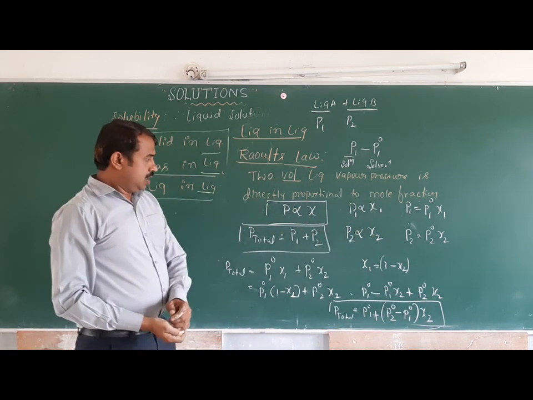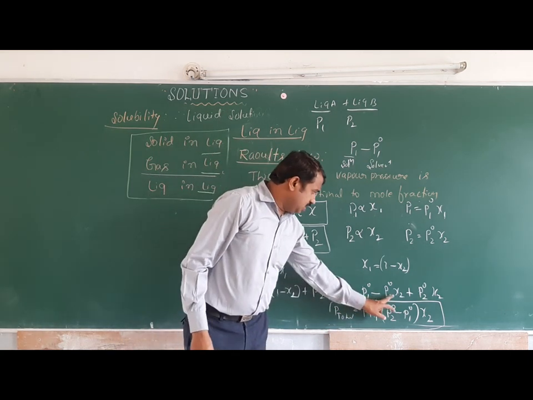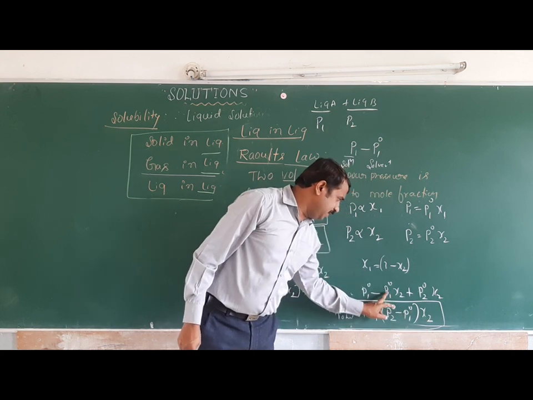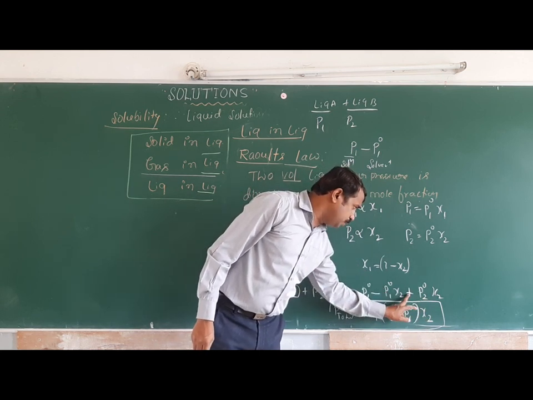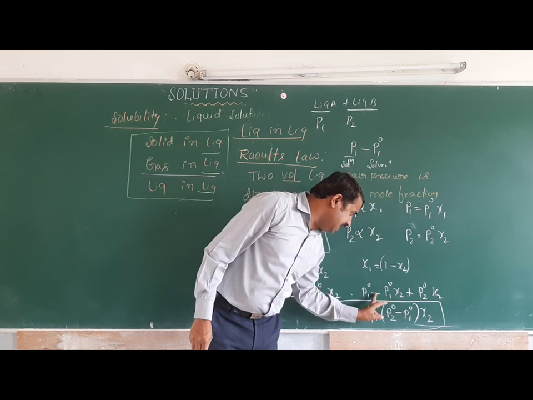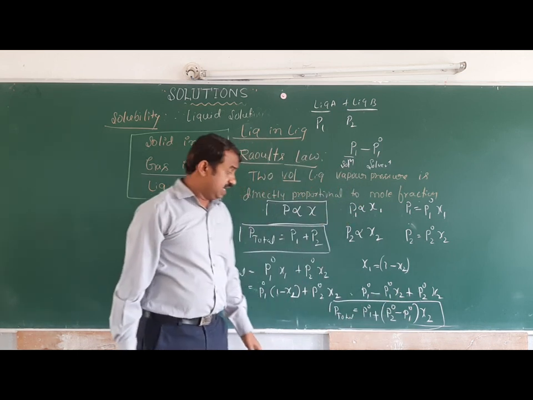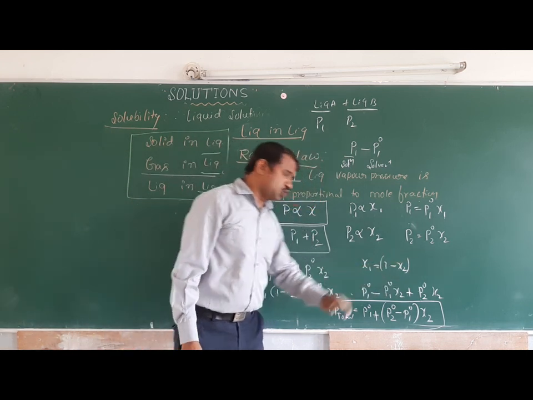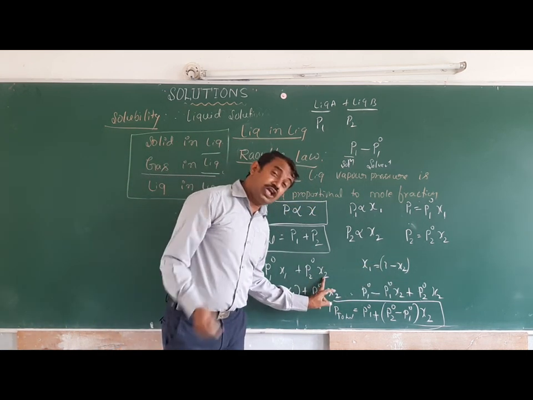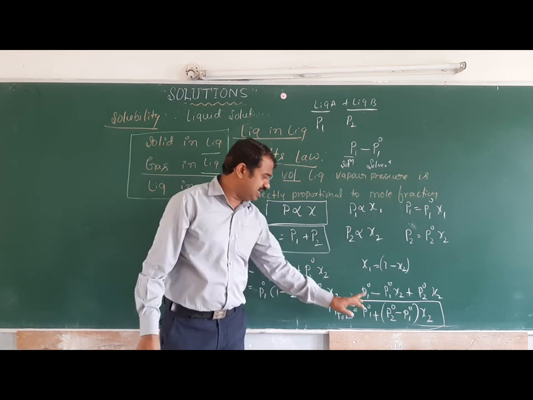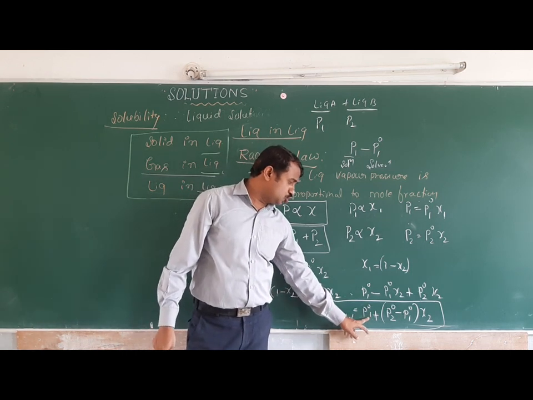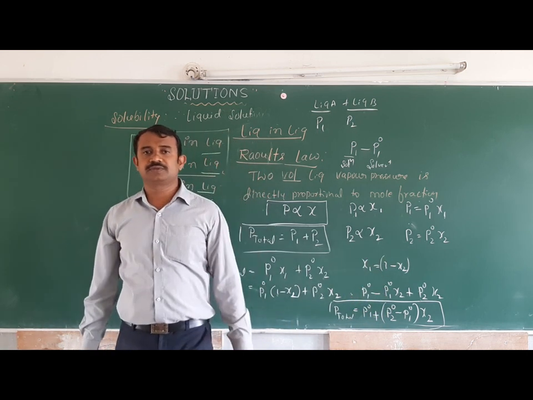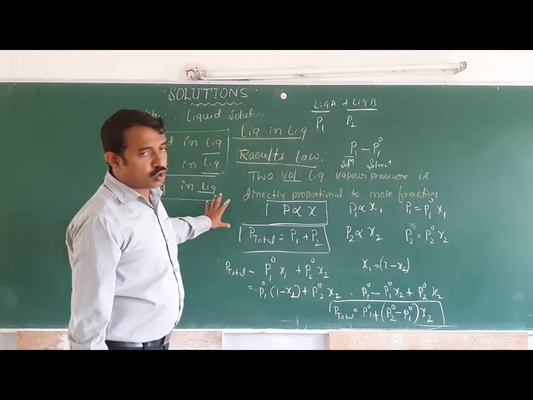Here X2 is taken outside. We are getting P01 plus (P02 minus P01) X2. In case X2 equals 1 minus X1, we also get P02 plus (P01 minus P02) X1. This is the value. This is Raoult's law.